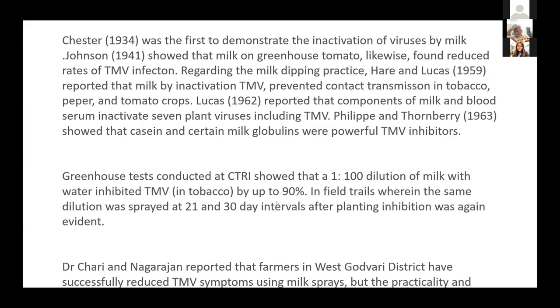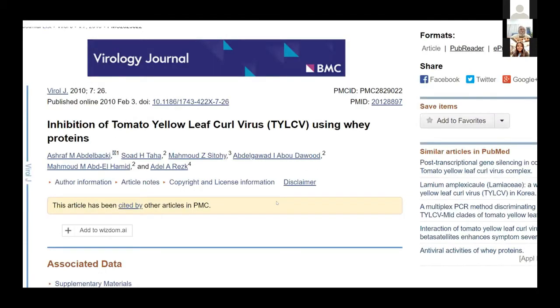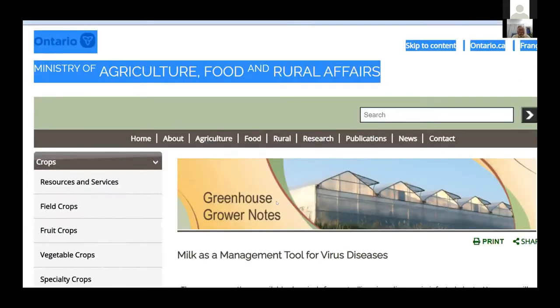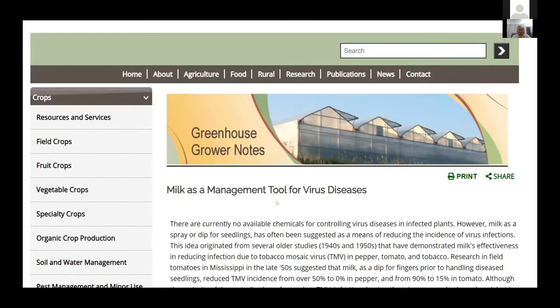Now, you will see next, we have a paper where they show how whey proteins can be used. Of course, none of this acknowledges the community. That's a different matter, but let us look at the scientific matter. In Michigan, they mentioned it in 2014. In Canada, the Ontario Agriculture Department website again recommended in 2005 milk as a management tool for viral diseases. And they mentioned that this has been found to be effective in different crops.